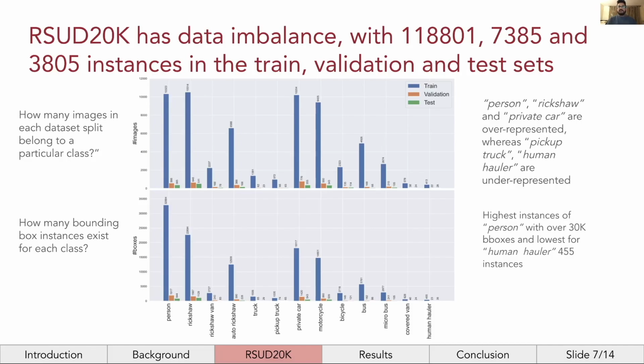The highest instances are of person with over 30,000 bounding boxes, and the lowest is for human hauler, which has only 455 instances.